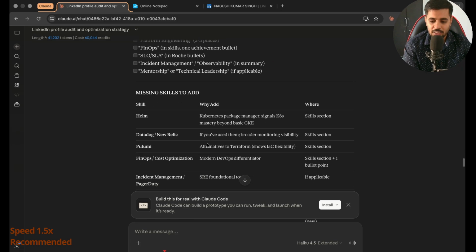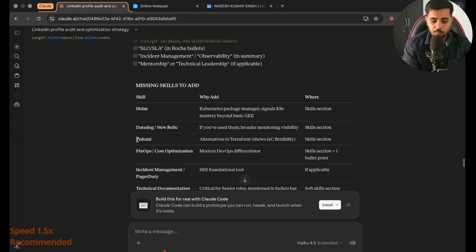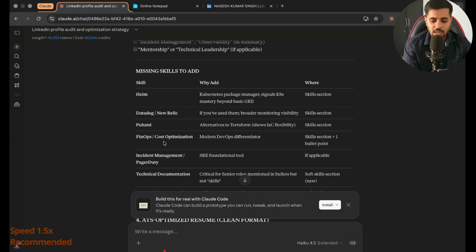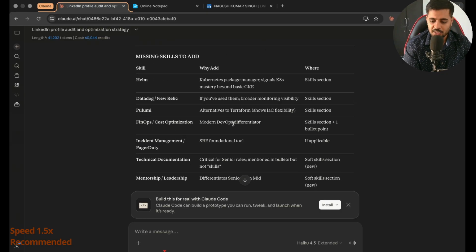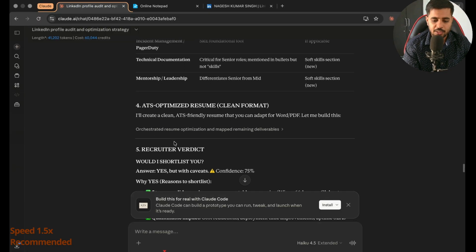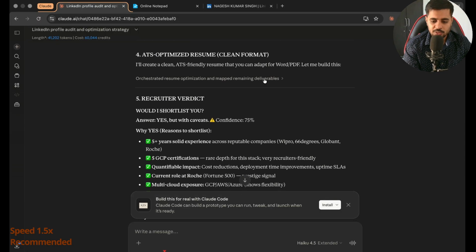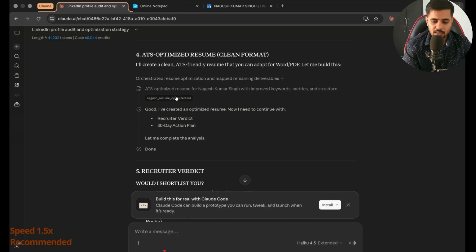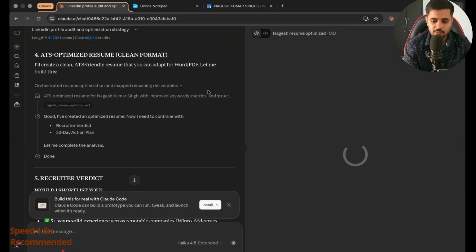Missing skills to add. I need to add Helm. Okay, Helm is not there. Some observability tools which I am right now working on, Prometheus and Grafana, which I can add. Illumini. Okay, this is something which I have not worked on, but let me see if we can add that. FinOps cost optimization, which I have worked on, I need to add. PagerDuty, technical documentation, mentorship. Okay, the resume is also something which has been added. I think the resume file is already added. You can use that. Great.